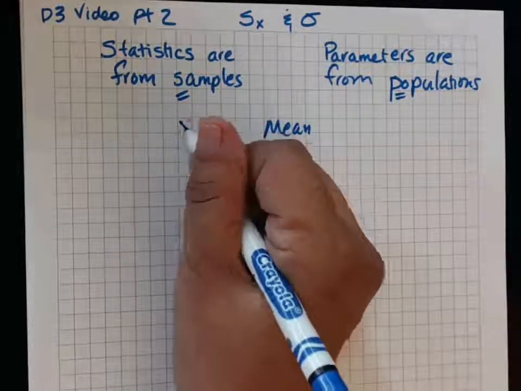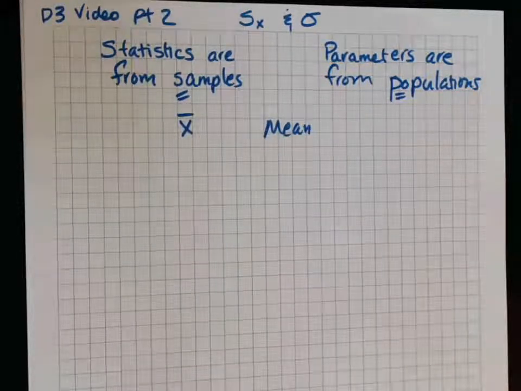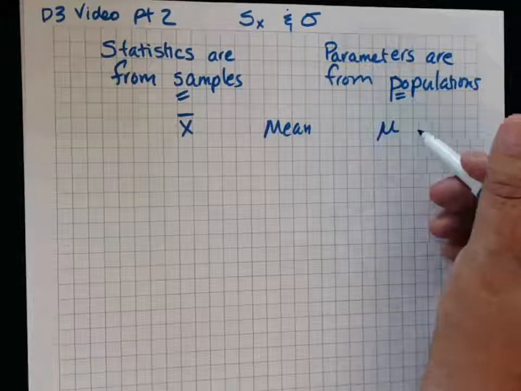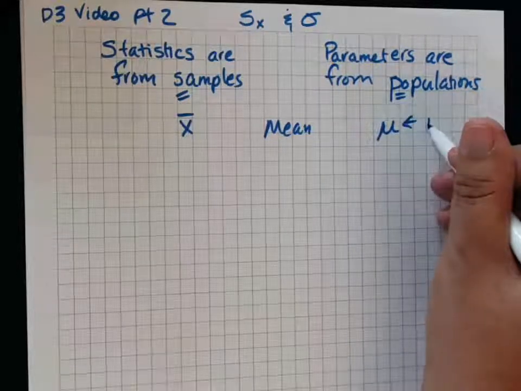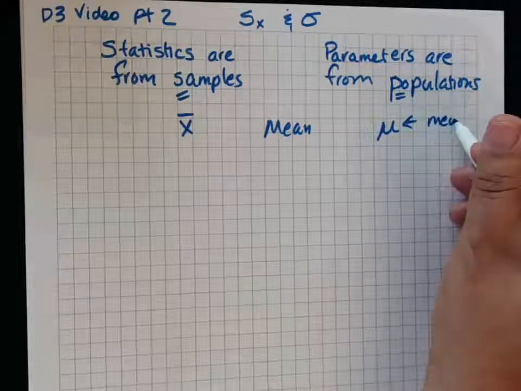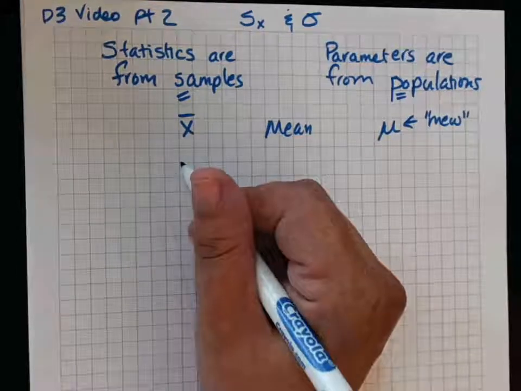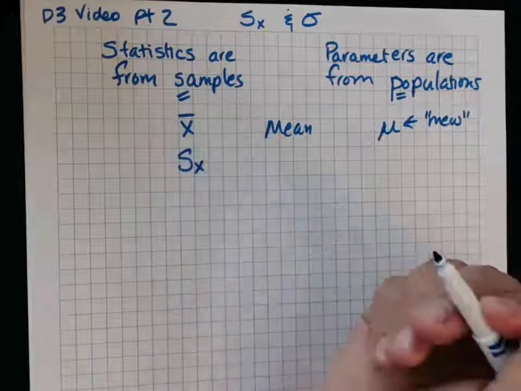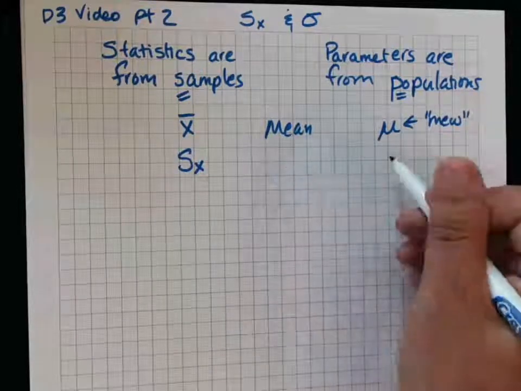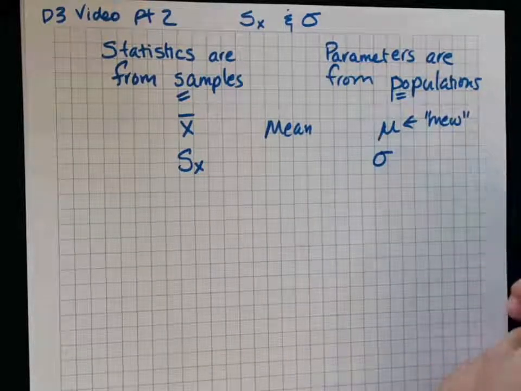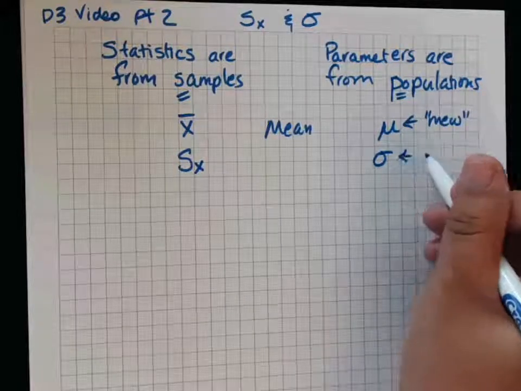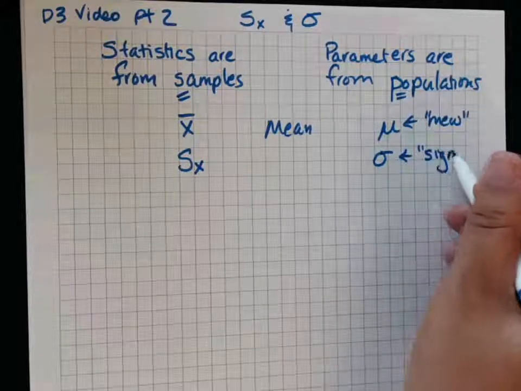So if I look at the mean, the symbol for mean in a statistic is x bar. For a population, it's mu. If you are a part of Mu Alpha Theta, you might have heard of that. It sounds like a funny cat meow, mu. Standard deviation for a sample is S of x, and for a population, it is sigma, S-I-G-M-A.